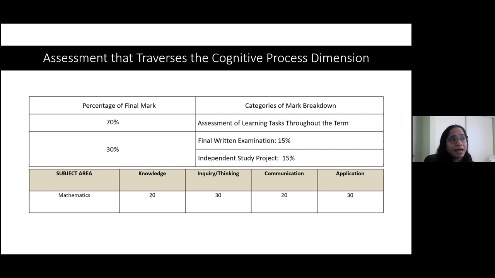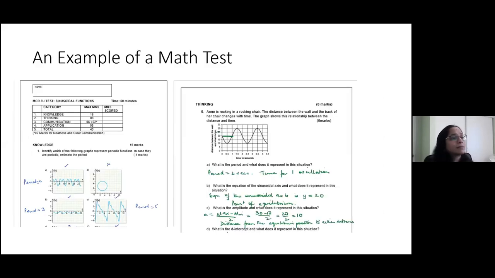So a typical math exam would have questions from all these categories. And you can see the weightage for inquiry and application is more than knowledge and communication. Inquiry and application is weighted at 30%, and knowledge and communication is weighted at 20%. So this is what a typical math test would look like. You can see here there are the different categories: knowledge, thinking, communication, application. Of course the marks will be put in accordingly, but when entering them into the report card, they will be multiplied by the weightage. So whatever you get in knowledge will be multiplied by 0.2, thinking by 0.3, like that. And that's how the marks are calculated.